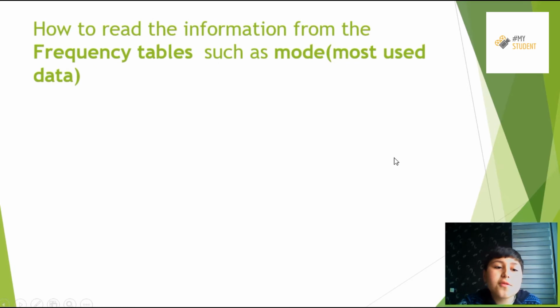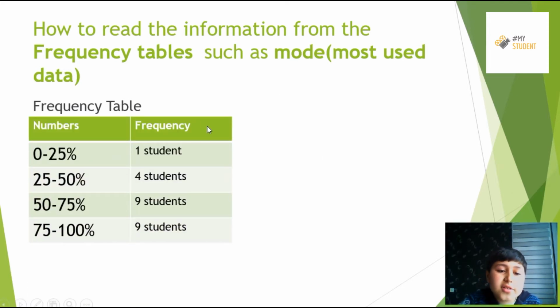How to read the information from the frequency table, such as the most used data. This is my frequency table, and in this test, students get grades. One student gets 0 to 25%. 4 students get 25 to 50%. 9 students get 50 to 75%. 9 students get 75 to 100%.